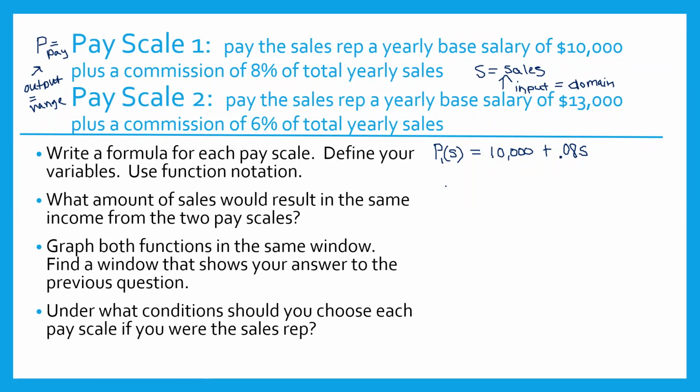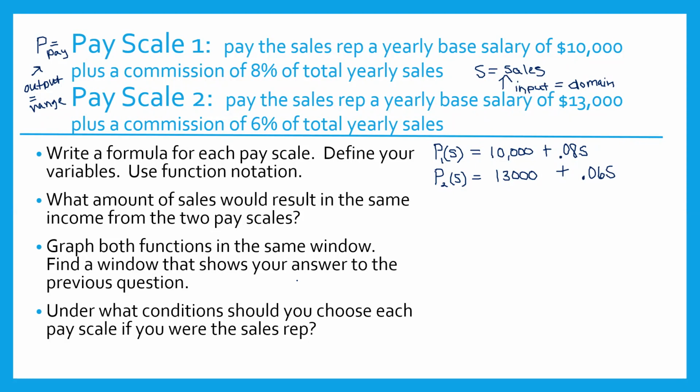And then in similar manner, pay scale 2, based on the sales, starts with a base pay of $13,000, and then they get 6% commission, so I do have to change that to a decimal, so 6 divided by 100, 0.06, and multiply that by the sales that were made.